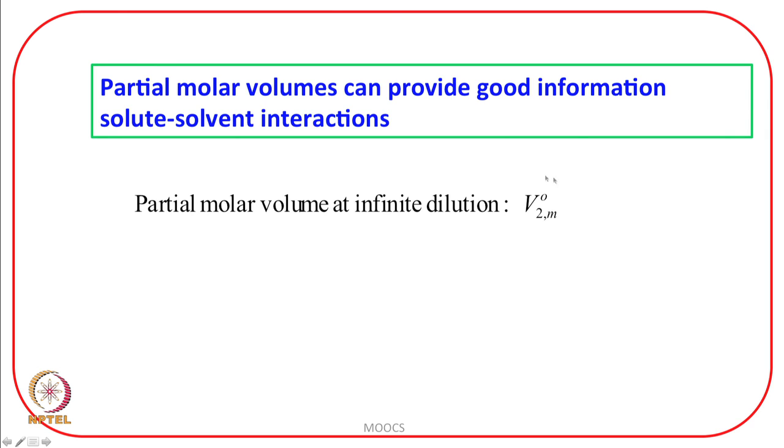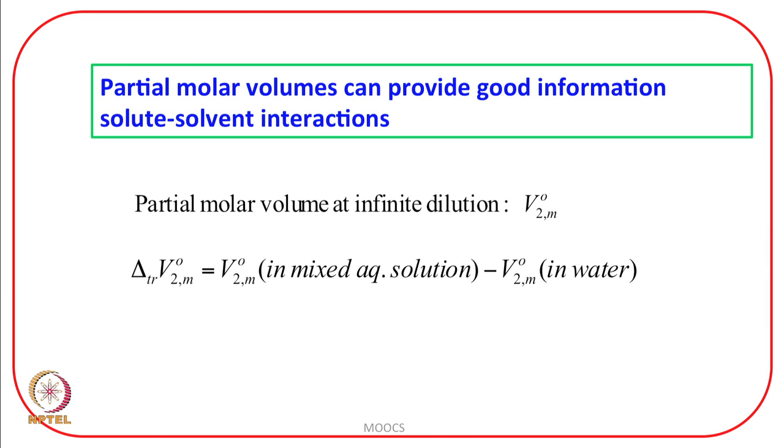And as mentioned in this slide, the partial molar volume at infinite dilution, let us write as V2M naught, and the transfer means if I measure the partial molar volume in a mixed aqueous solution and the partial molar volume of that substance in water, then the difference in these values, which we call the transfer partial molar volume, is a good indicator of the nature of solute solvent interaction.